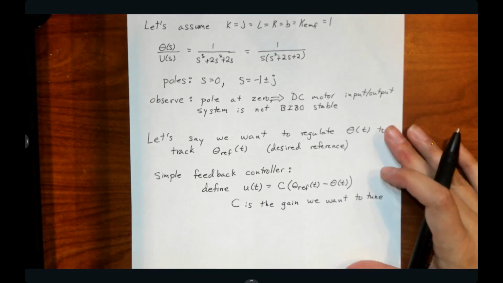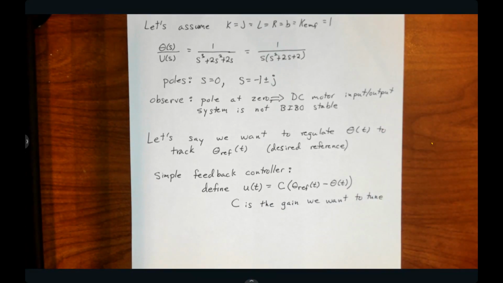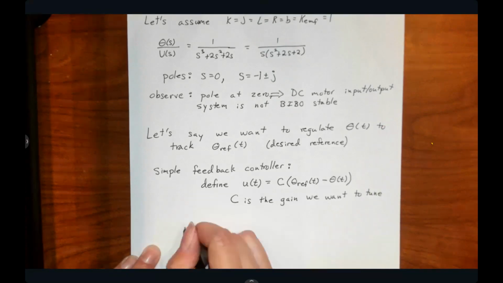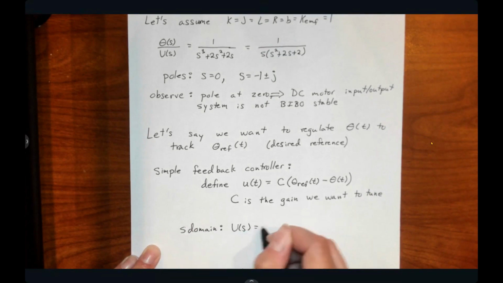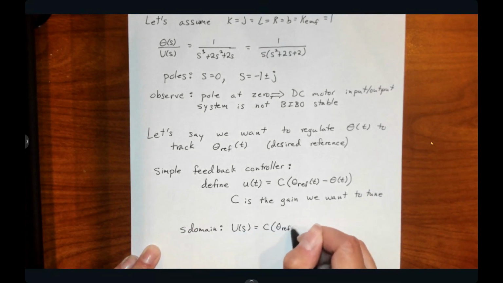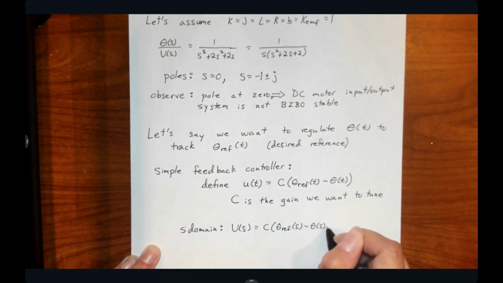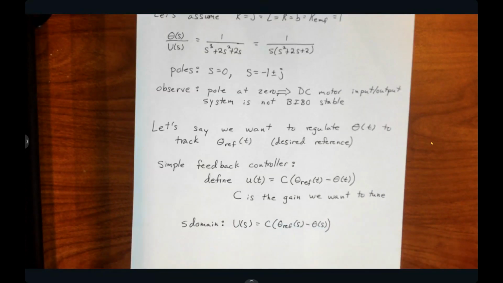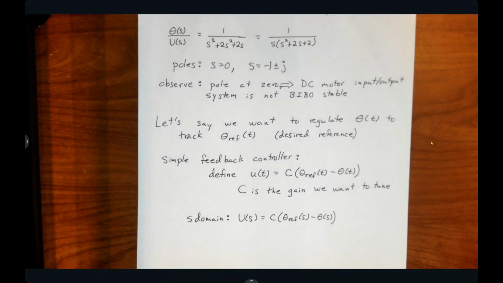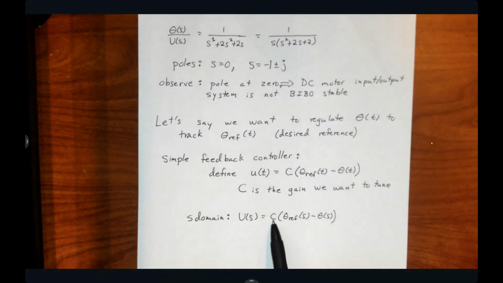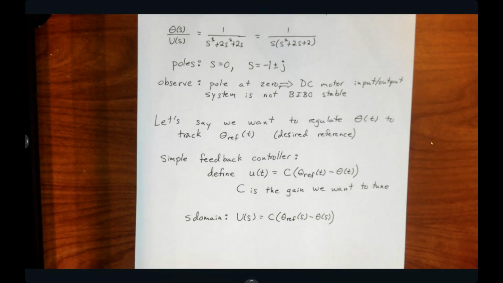Right, so we're pretty close to the end. We'll start with that next time. What we're going to do is take, from the s domain, this U(s) equals C times (theta_ref minus theta). And if we plug that back into our block diagram, we're going to get a new transfer function, which is now not only going to capture the motor itself, but it's also going to capture this controller. And then we'll see, based off of that transfer function, how we can choose the C to do certain things for our system.